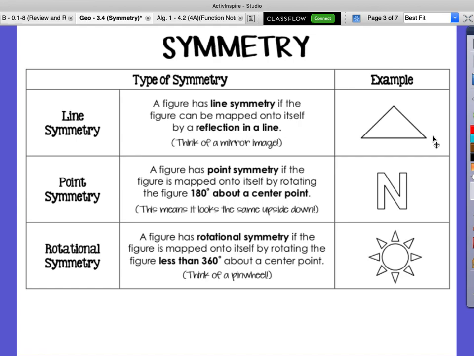Go ahead, James. Students will be able to what? Determine types of symmetry. Section 3.4. Thank you, James.